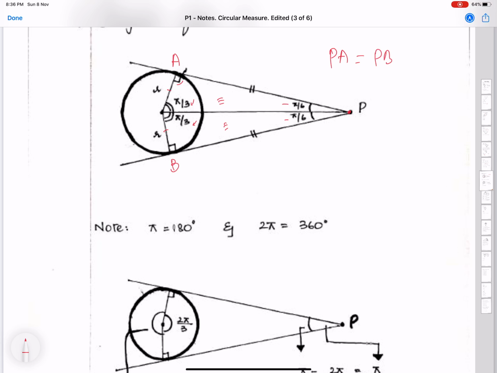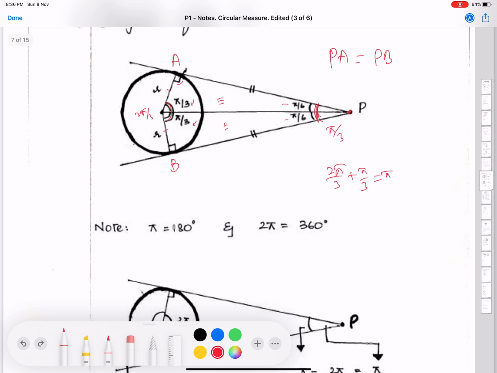And you know, if you add these two, you'll get 2 pi by 3. And if you add these two angles, you will get pi by 3. And if you add both, then you will get pi. So the sum of these two angles will always be pi. This is very important.